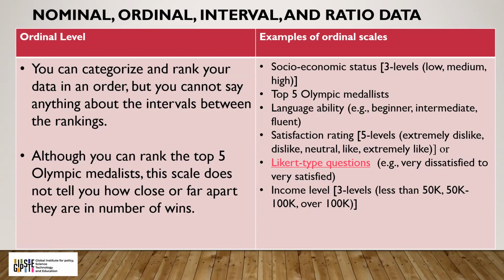Then even satisfaction ratings or levels, which also take the form of a Likert scale type of question. So for a 5 level, you can say extremely dislike, dislike, neutral, like, or extremely like. Or in the typical Likert scale type of question: very satisfied, satisfied, neutral, dissatisfied, and very dissatisfied. We also have income level, which has 3 levels. Specific to this example, you have less than 50K, 50K to 100K, and over 100K. And it's mutually exclusive.